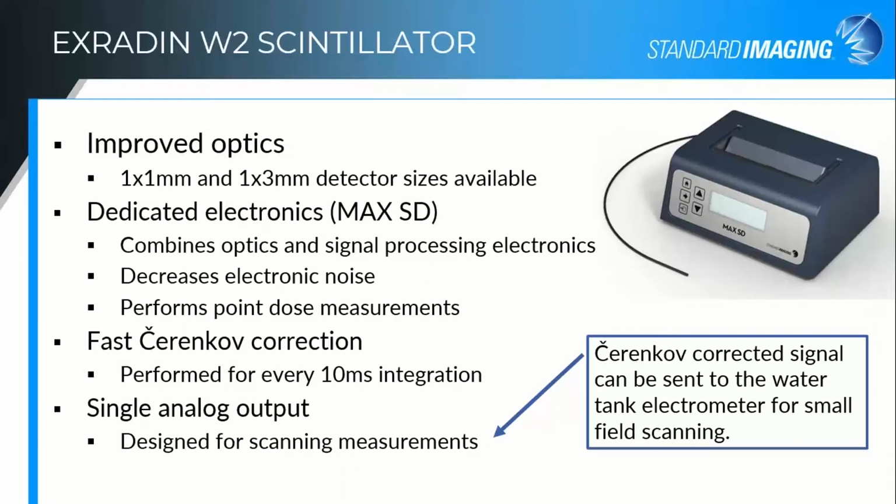You can perform point dose measurements directly with that Max SD. It also allows you to walk through the Cherenkov correction and a dose calibration if you want to, right there with the device itself. But it also can perform a fast Cherenkov correction for every 10 millisecond integration from the optical fiber and convert that corrected signal into an analog current output that's sent then to a water tank electrometer, for instance, if you're doing small field scanning.